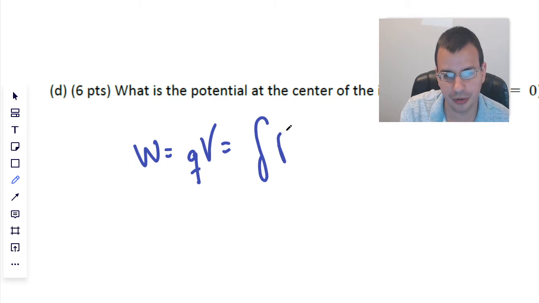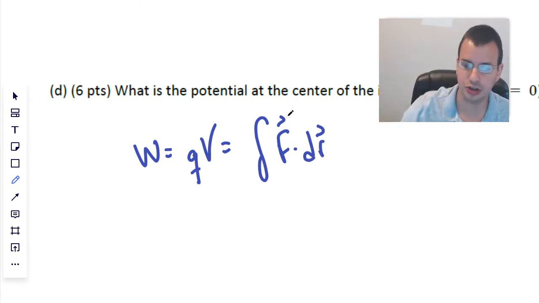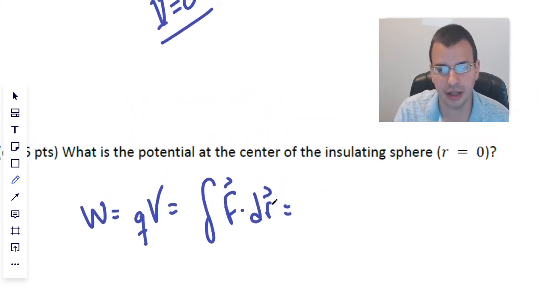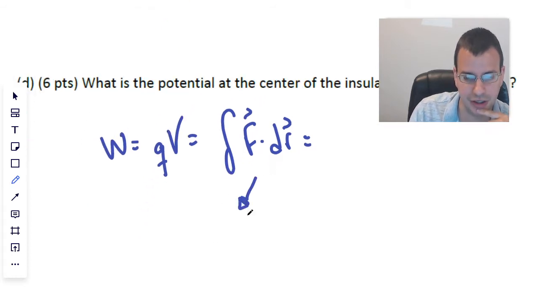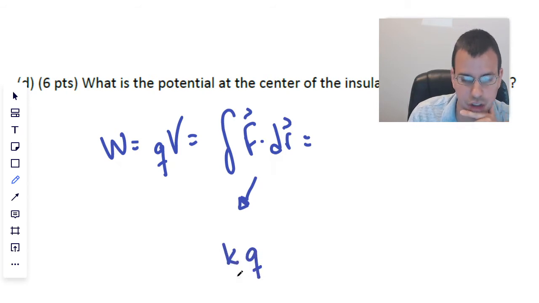And we also know that work equals F dot dr. One of the definitions of voltage is the amount of work required to bring a test charge from infinity, that's going to be our test charge Q, to a given point. This given point that we're using now is R equals 0 in the middle of the sphere. So force, in this case, is going to be due to an electric force, which is going to be K Q1 Q2 over R squared.